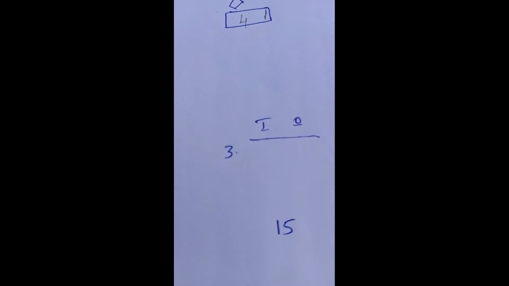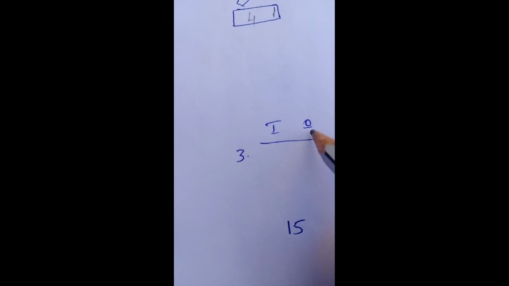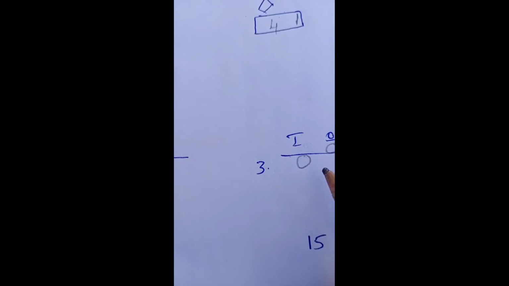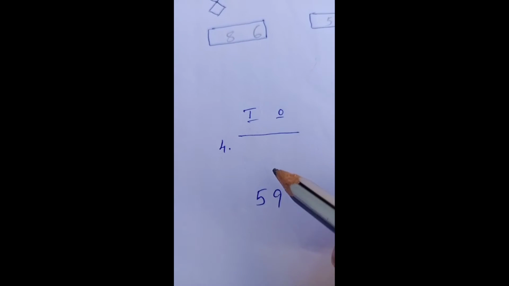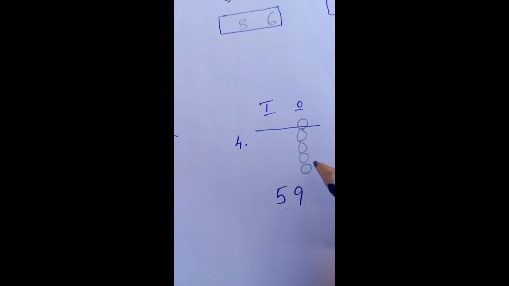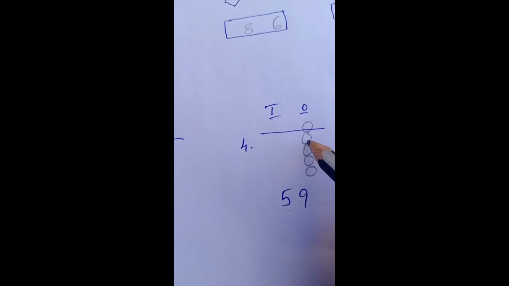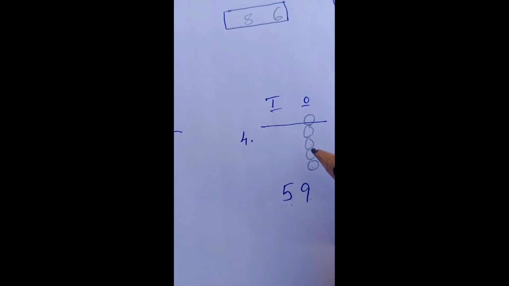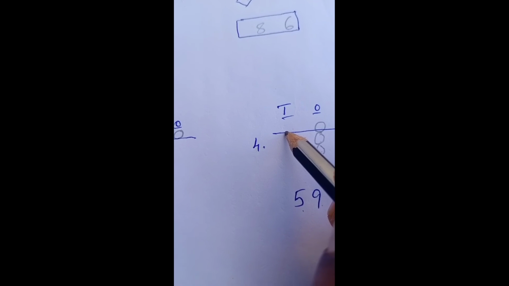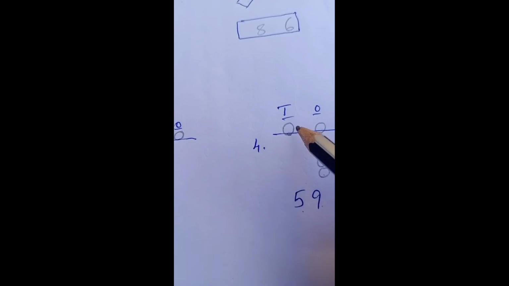Next, the third problem. What is the given number? 15. So 5 is at the ones place, 1 is at the tens place. Here 59. So ones place 9, tens place 5. So first we draw 9 at the ones place. 9 beads means 1 upper bead and 4 lower beads. Okay, 5, 6, 7, 8, 9. At the tens place we draw only 5. 5 means we will draw lower beads or upper beads? Upper bead 5. 59.